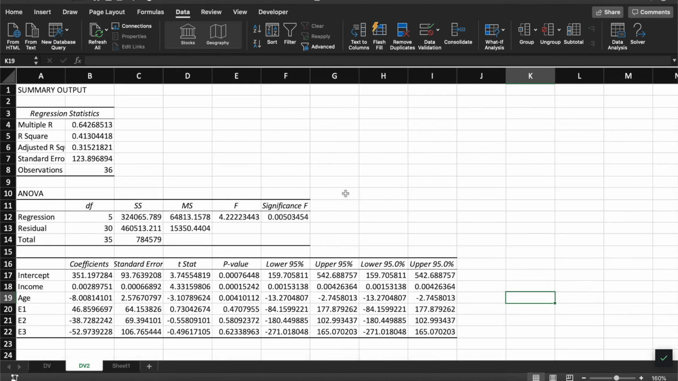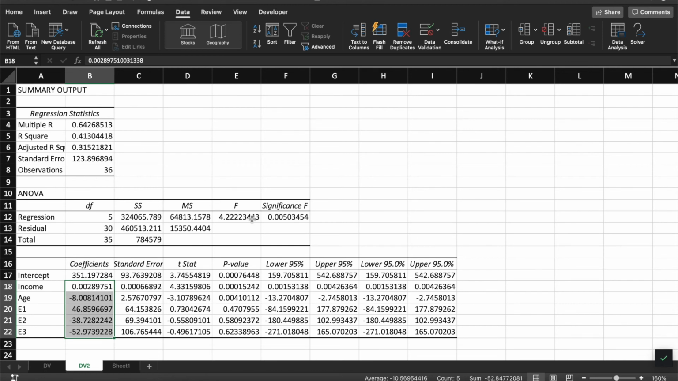So what we see here is the adjusted R squared is 0.315, meaning that income, age, and these three education dummy variables explain 32% of the variation in soda expenditures. Our F-test here is less than 0.05, meaning that our model is jointly significant, meaning that at least one of these coefficients is significantly different from 0.